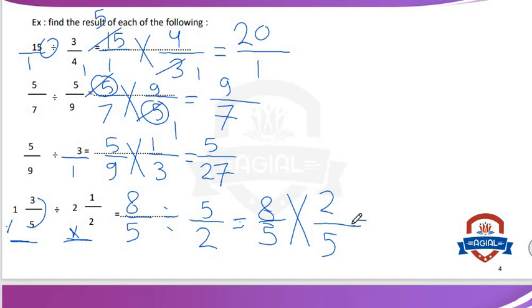Okay, let's multiply. 2 by 8 equals 16. And 5 multiplied by 5 equals what? Who can say? Super, it equals 25. Do you understand it? Yes, it's very easy. We convert from a mixed number to an improper fraction, and after that we make 3 steps: leave, exchange, flip. 5 over 2 becomes 2 over 5. Okay.